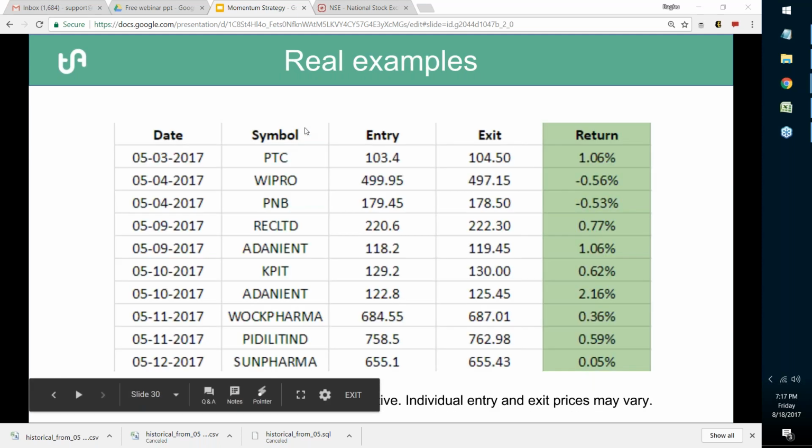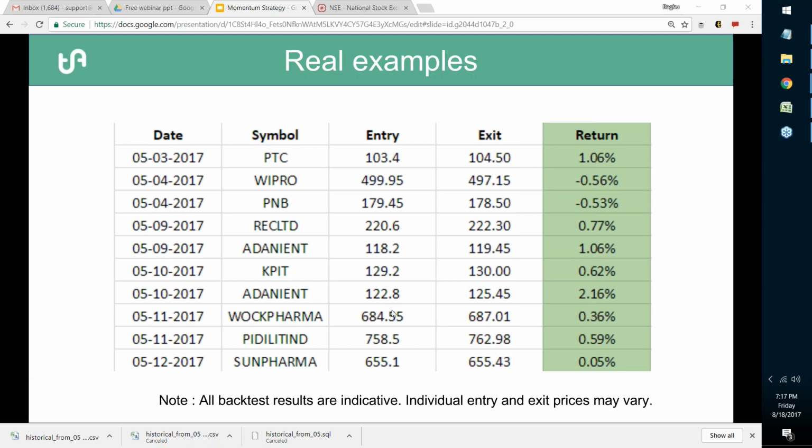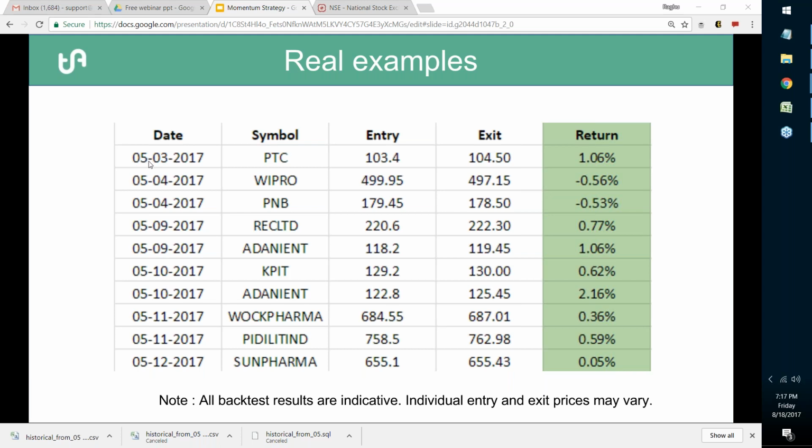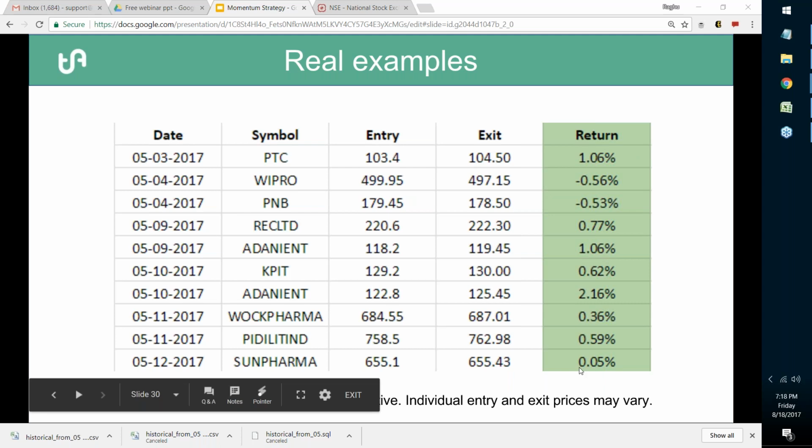Now, here are some real examples that we've seen and taken. All of these trades are completely real. I can see, for example, that PTC India had this trade on 3rd May. These are all real trades that were taken by Scanner users. Obviously most of these trades are profitable. Now you should keep in mind that all these trades do not include brokerage and commission. But even with commission and brokerage, you're going to come out on top.